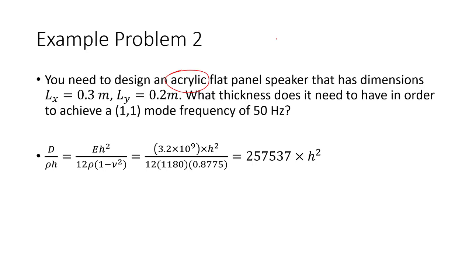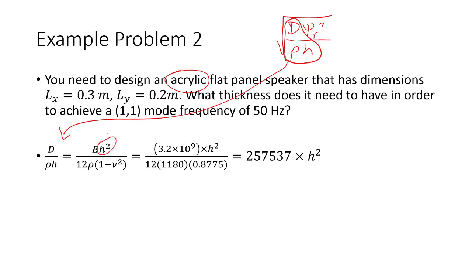First of all, because omega is going to be equal to the square root of D times psi sub r squared divided by rho h, I'm first of all just going to look at D divided by rho h and calculate that. So that's going to be equal to Eh squared divided by 12 rho times 1 minus nu squared. So h is ultimately the parameter that I need to solve for. Young's modulus was 3.2 times 10 to the 9th times h squared, divided by 12 times rho, which is 1180, times 1 minus nu squared, which is 0.8775. And that comes out to equal 257,537 times h squared.